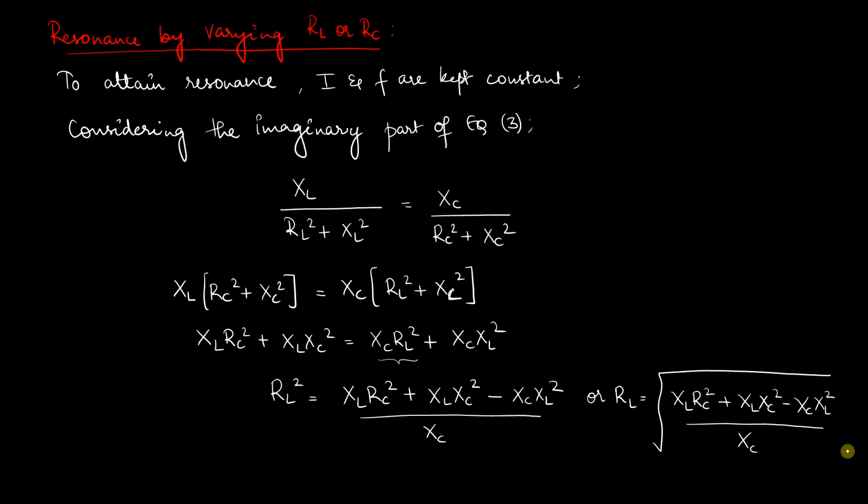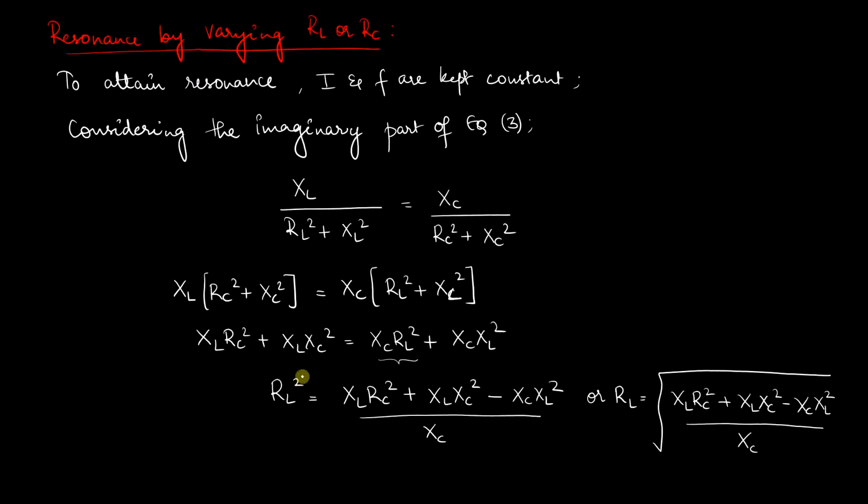Okay, so in this case you are not having any value which will give you an imaginary term. That is because you have the terms in terms of RC square, and the terms in terms of XL and XC square, right? So obviously the value of this resistor will be a positive value. So this is the equation to compute the value of RL.